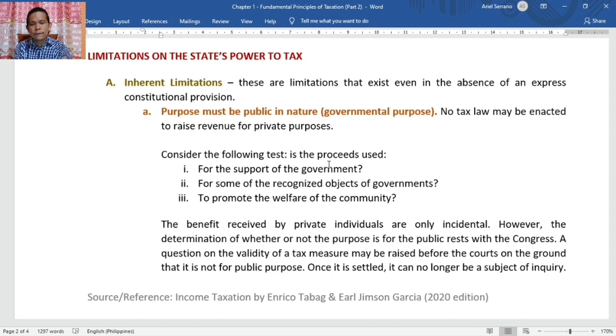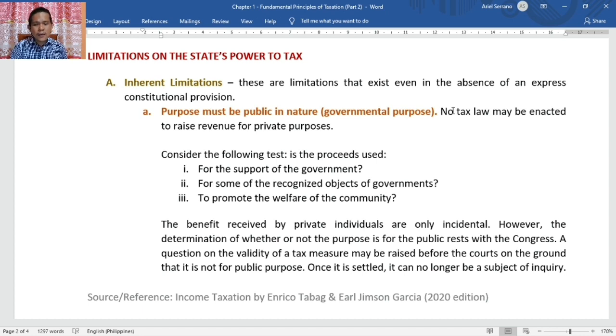Now, for number 1 or for letter A, the purpose must be public in nature or governmental yung purpose. Ang sinasabi kasi dito, dapat walang tax law na ini-enact or ipinapatupad to raise revenue for private purposes. Kasi ang objective ng buwis is para sa kapakinabangan din ng general public at hindi yung mga select individuals or group of individuals.